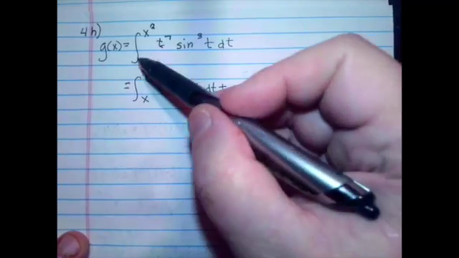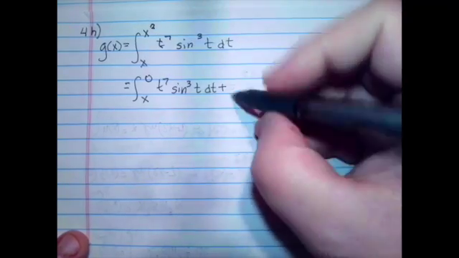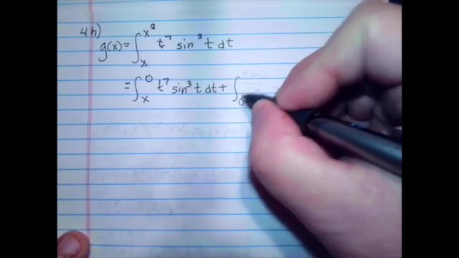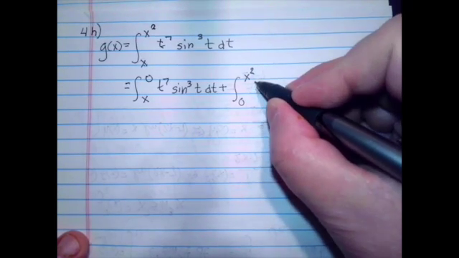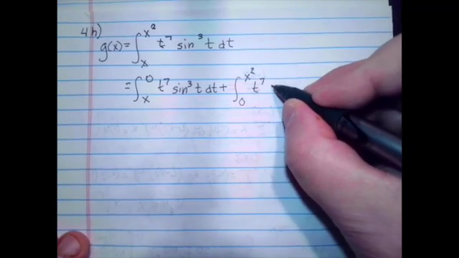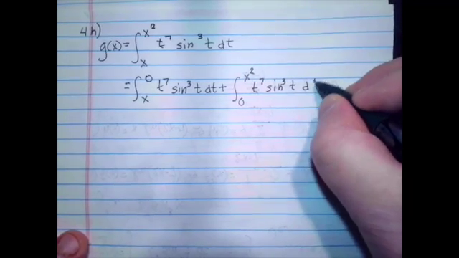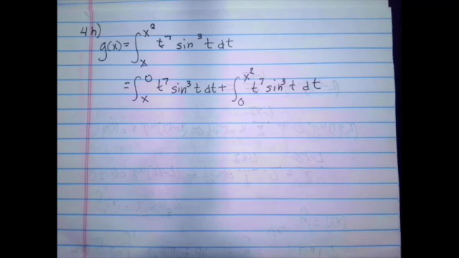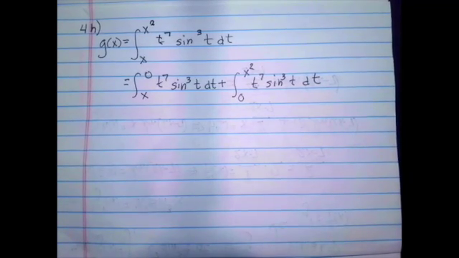So we can split this integral up from x to 0, and then from 0 to x squared. And you may be wondering, how do we know that 0 lies between x and x squared? Well, we don't, but it doesn't really matter. This method will work no matter where 0 is, or which constant we choose instead of 0.